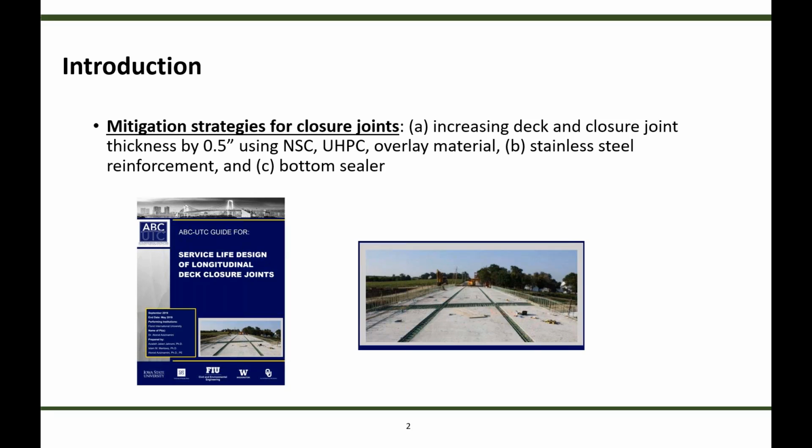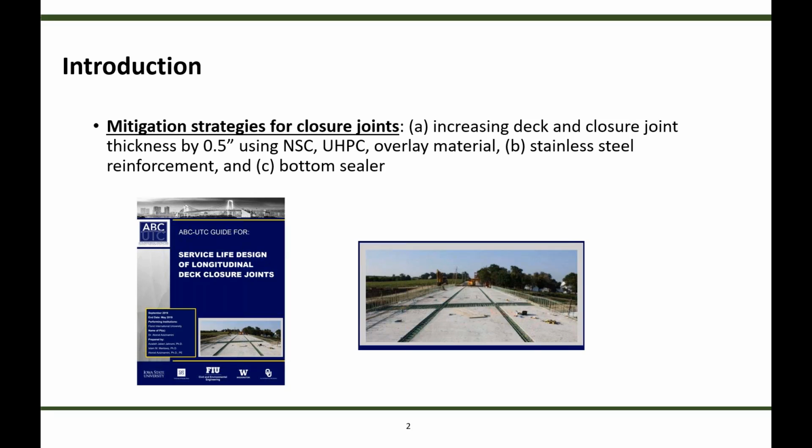The guide presented about 5 alternatives that could be used for closure joints, and these alternatives include different geometry, shape, and reinforcement configuration. And for each alternative, several mitigation strategies along with the estimated service life and cost items are presented in the guide. The mitigation strategies are the combination of several solutions such as increasing deck and closure joint thickness, using normal strength concrete, UHPC overlay material, or a stainless steel reinforcement and bottom sealers.